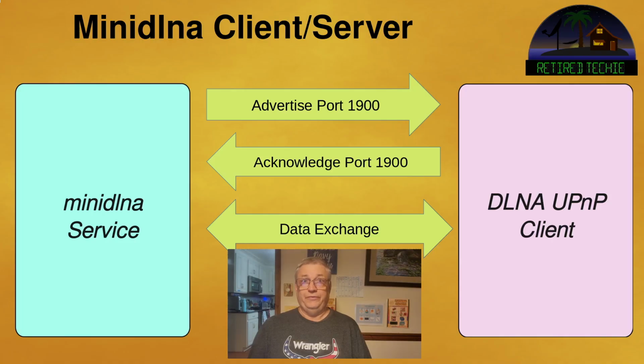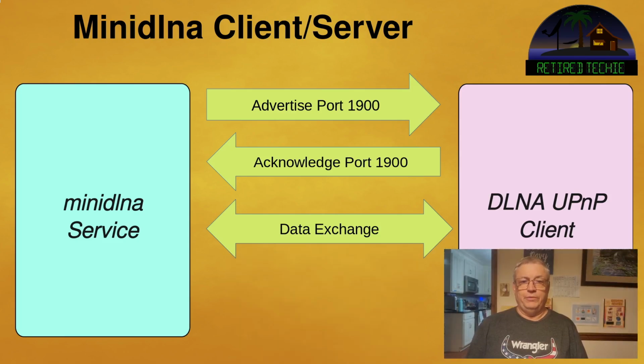And generally with the clients I've tested, a lot of it's not used. It's still there, but not used. But they're going to talk back and forth, exchanging data. So yeah, you're going to need port 1900 open if you have a firewall. Also 8200, which is the default HTTP port that Minidlna uses. But we'll get into that a little more as we talk about the configuration, won't we?